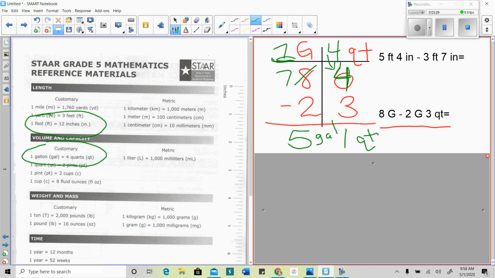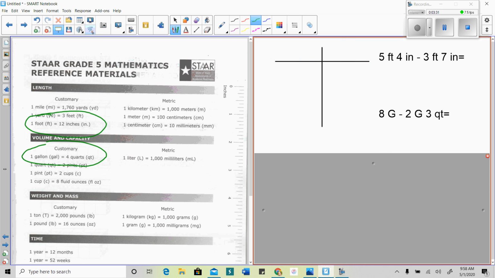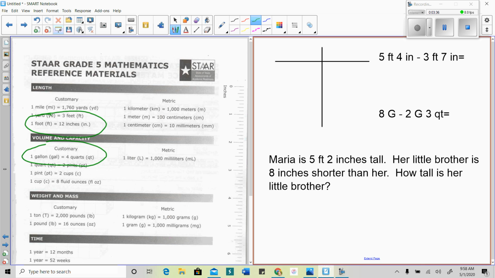Okay, so normally in real life or on a test, it's going to be a word problem. So we're going to look at an example of what a word problem would look like that we could use this strategy on. So Maria is 5 feet 2 inches tall. Her little brother is 8 inches shorter than her. How tall is her little brother? So once again, our unit is feet and inches. Okay, and we've got Maria is 5 feet 2 inches tall, and her brother is 8 inches shorter than her.